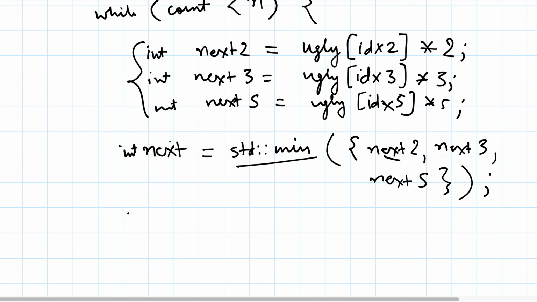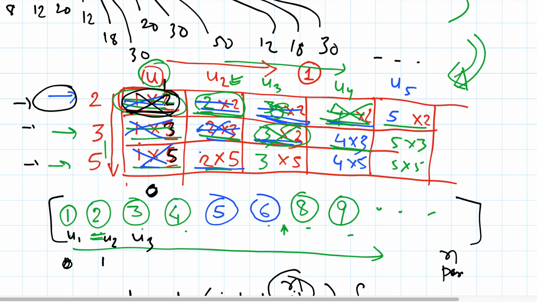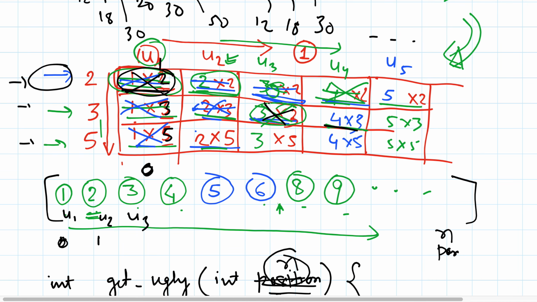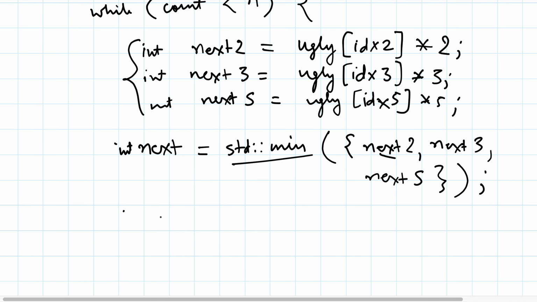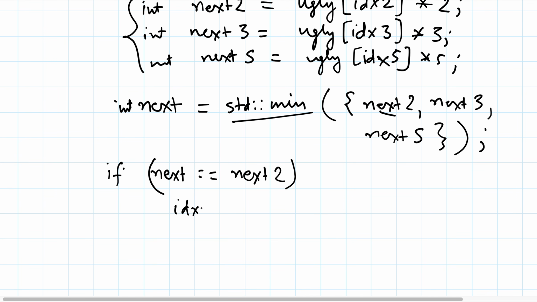So now which index to increase? So when we printed this, we moved this pointer, but others did not move. In some cases we were getting equal values, like here 6 and 6, and 6 was here, we were printing that. Then we will advance both of these. So if next is equal to next 2, that is we picked the value from the first row, then we will advance idx2.